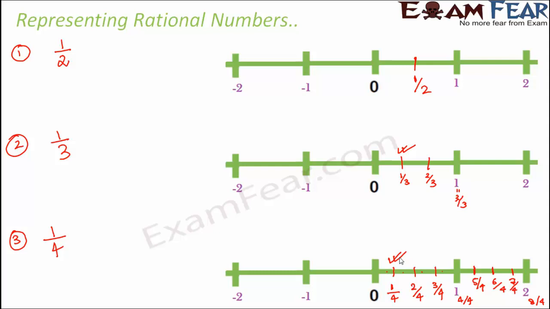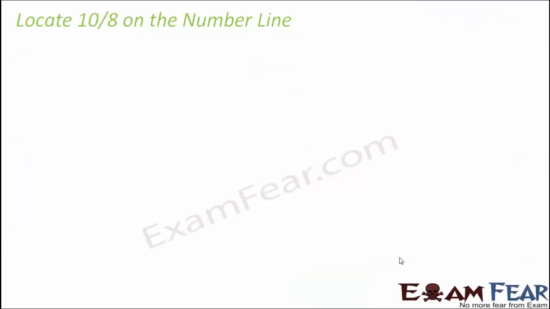1 by 2, 1 by 3, 2 by 3, 2 by 4, 3 by 4, 1 by 4. So there are so many numbers, not only these, but actually there are many, many more rational numbers that exist between these two numbers. Not only these two numbers, but between any two integers, there exists a huge number of rational numbers. So let us try to locate 10 by 8 on the number line.